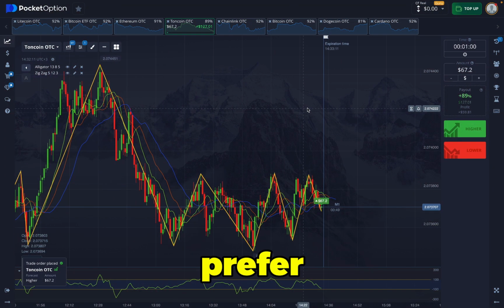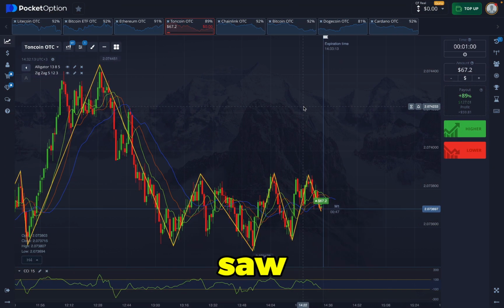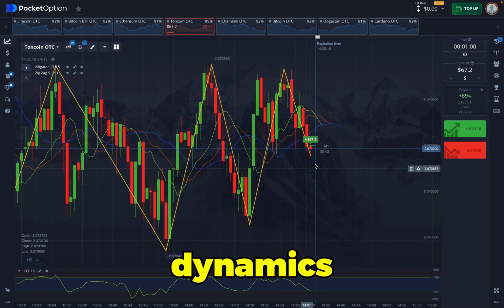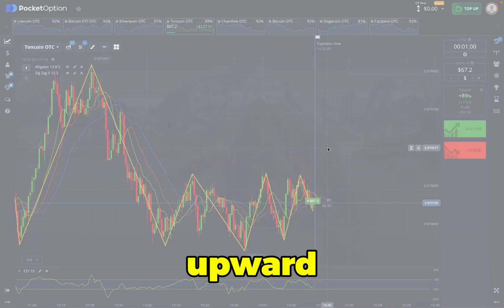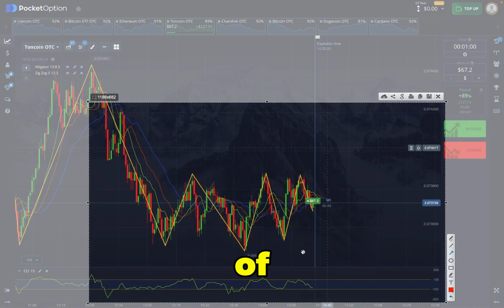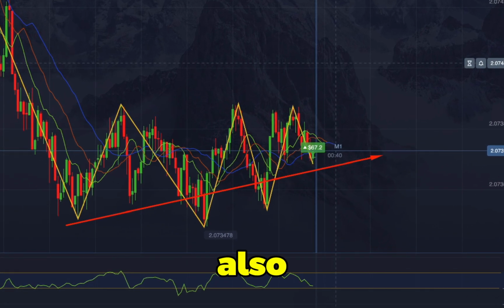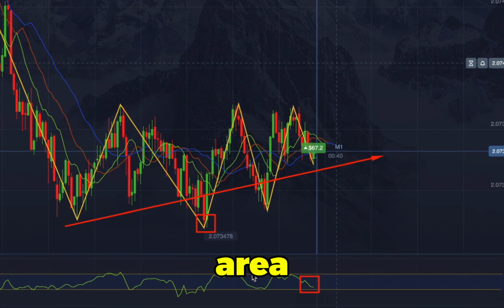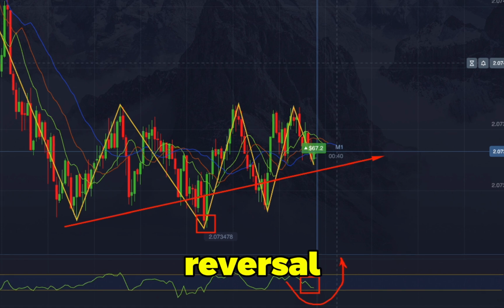And here I prefer to open a position to increase. I saw the formation of a new local minimum along the fractal. And in general, the dynamics of the trend is rushing upward for me. After the formation of this structural minimum, and also the moving line of the oscillator has almost touched the oversold area. And most likely there will be a reversal here.